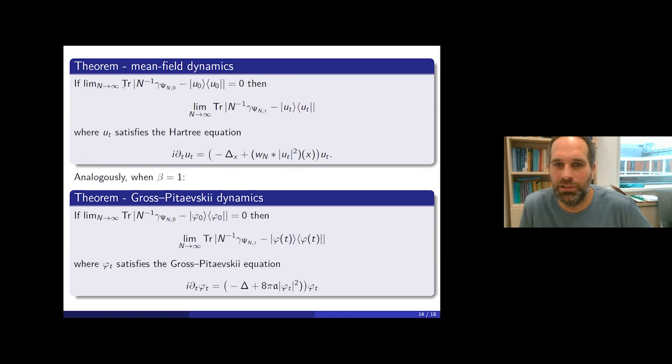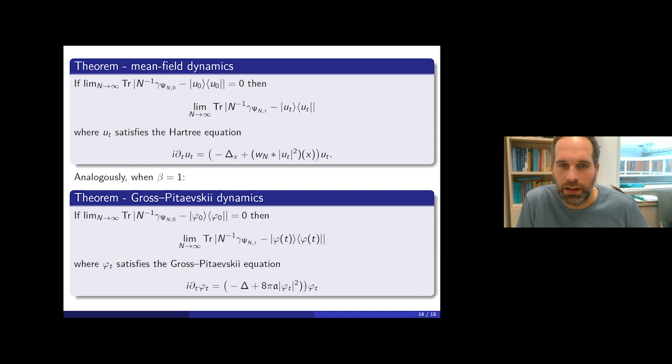And then you take the one-body reduced density matrix of the fully evolved state, psi_N of t, the Schrödinger evolved state. And then you show that it's still approximated by the projection onto a one-body state, but this time this one-body state has to be evolved with the Hartree equation. Or if you do it in the scaling when beta is equal to one, the Gross-Pitaevskii scaling, which is the only scaling where you see a scattering length appearing, the statement is exactly the same, but the effective equation is the Gross-Pitaevskii equation. So you see somehow the same problem as for the ground state energy: you have to take the peculiar scaling with beta equal to one to see the scattering length in the effective equation and to see the proper Gross-Pitaevskii equation.